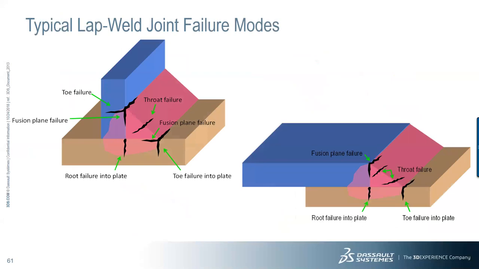So just to give us a general idea, how does a typical lap weld joint look, especially in the context of designing and analyzing it in FE-SAFE? This shows a simple schematic of a weld and the potential crack planes. For the T joint on the top left, we see areas where you can have throat failure, fusion failure, and root failure into the plane.